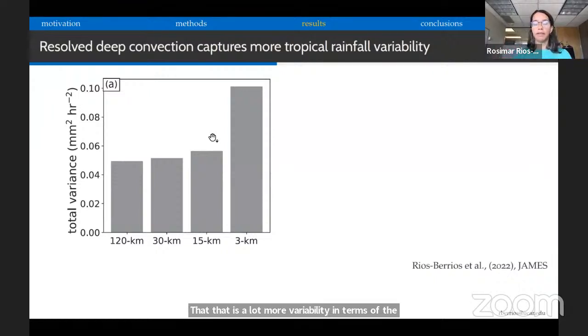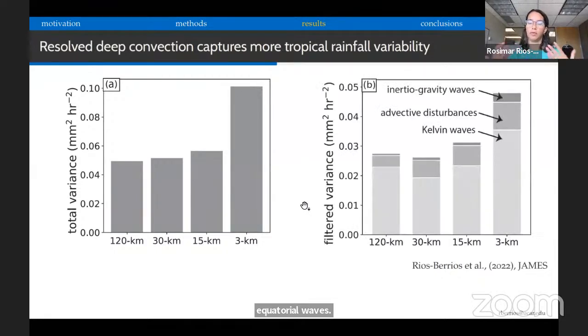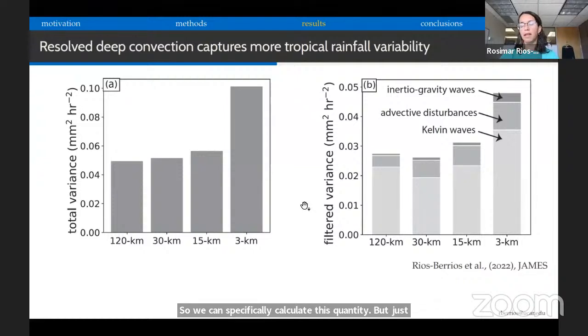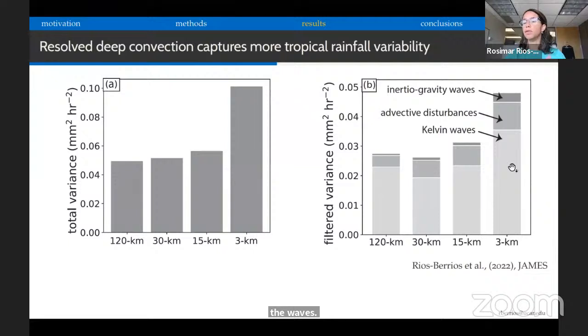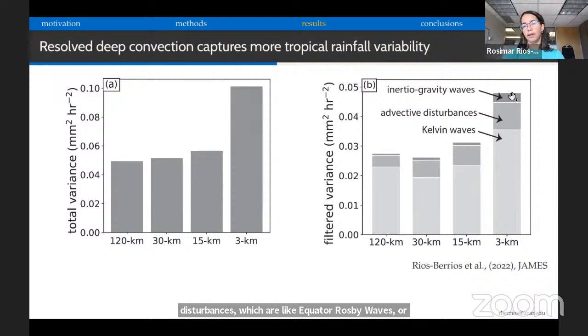And so a lot of the rainfall variance is driven by these equatorial waves. So we can specifically calculate this quantity, but just for the waves. And so this is what is shown here. So light gray is the variance that is only associated with Kelvin waves. Medium gray is only associated with advective disturbances, which are like equatorial Rossby waves or easterly waves. And the dark gray is inertial gravity waves.